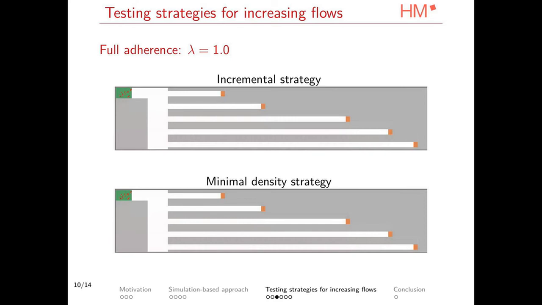Now we look at how the system looks when there is a guiding strategy involved. First, we look at the case where all pedestrians adhere to the route recommendation, meaning full adherence. And we start with the incremental strategy. That was the 1, 2, 3, 4, 5, 1, 2, 3, 4, 5 strategy.